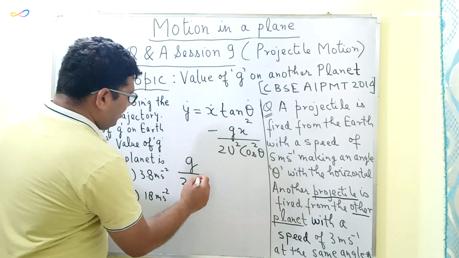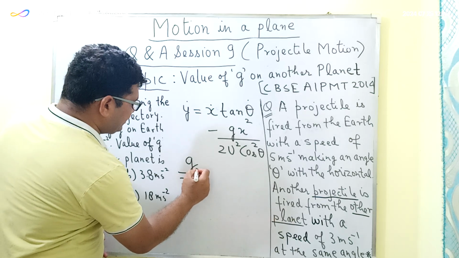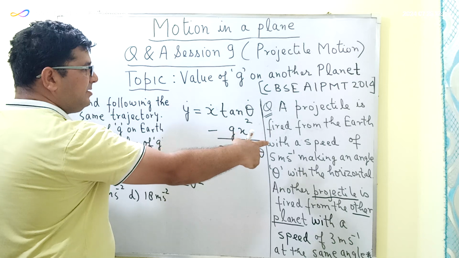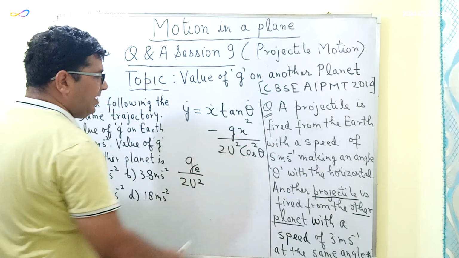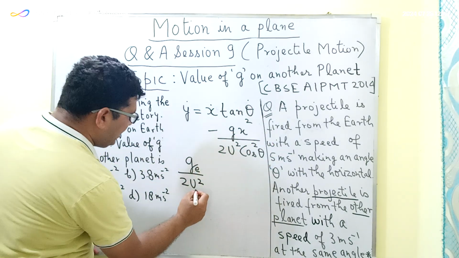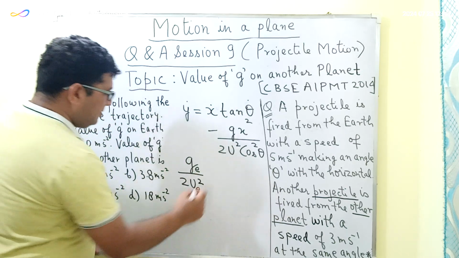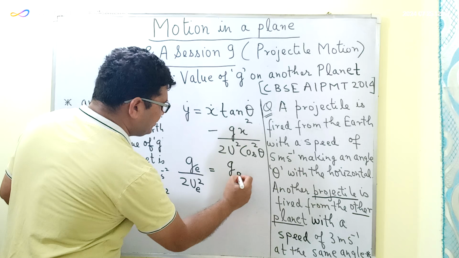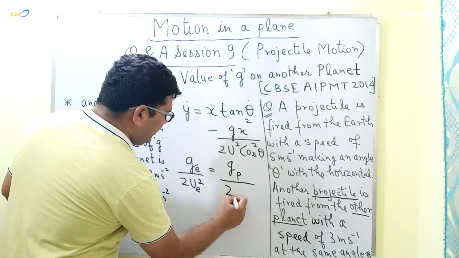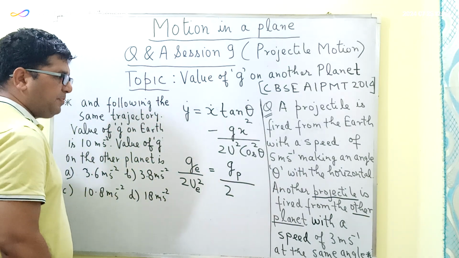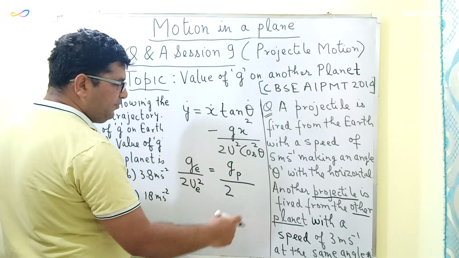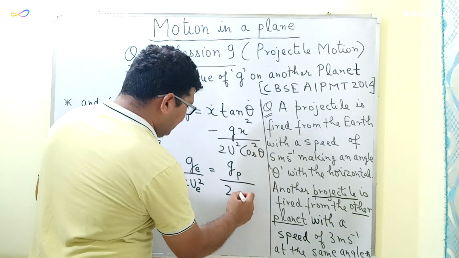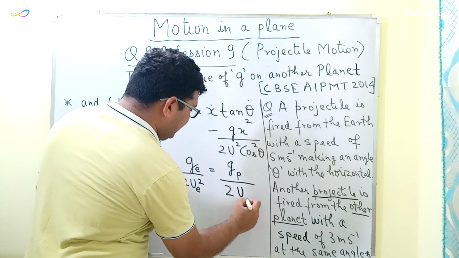So if the value of g on the earth is taken as ge, now here the projectile is fired from the earth with a speed of 5 meters per second, so I am taking this speed as ue. Let us consider the acceleration due to gravity on the other planet as gp, and the speed of the projectile with which it is fired from the other planet will be taken here as up.